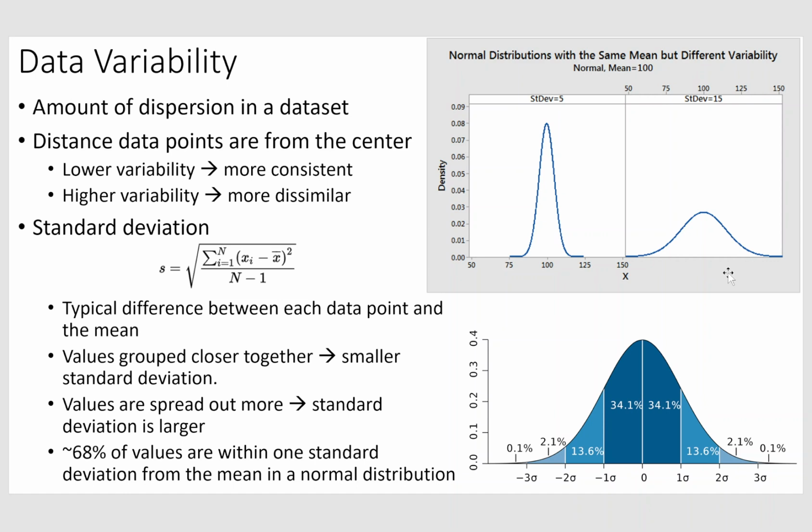Now, we model this. We put a number to, we quantify it using what's called the standard deviation. There's the equation for the standard deviation. Don't worry too much about it. What you really want to know here is what's the typical difference between a data point and the mean? Basically, how confident you can be that the data you're taking is close to what the mean would be.